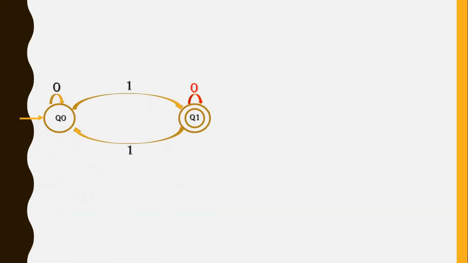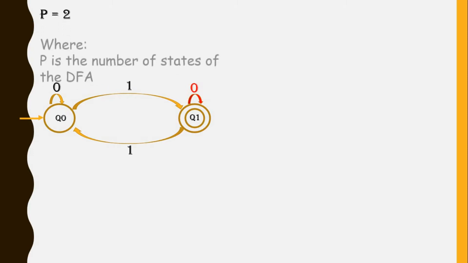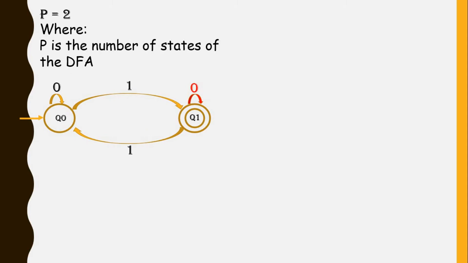Let's see an example. Here we have a 2-state DFA. Of course, we don't really care what the language is. It doesn't really matter, right? Now we set P as the number of states, which is 2 in this case. Now we have a string W, which is 1, 0, and the cardinality, the length of W, is 2, because it has 2 characters, 1 and 0.